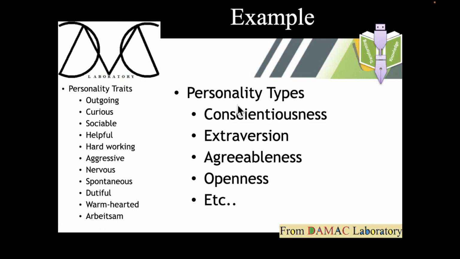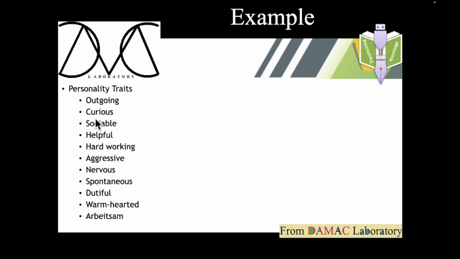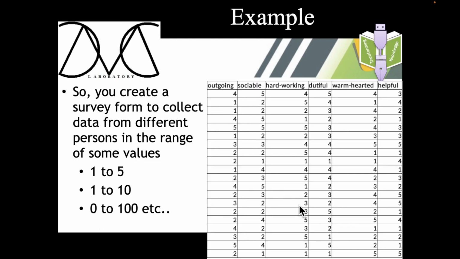This is basically or majorly used in survey data sets, and also used in many other fields. For example, you create a survey form to understand these facts, that how outgoing a person is, how curious a person is, how social a person is. Like this, you created several questionnaires, and based on that you collect the values from a set of entities. Okay, and then you create a data set like this.